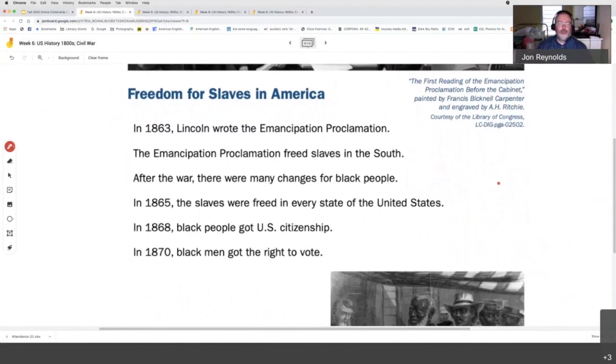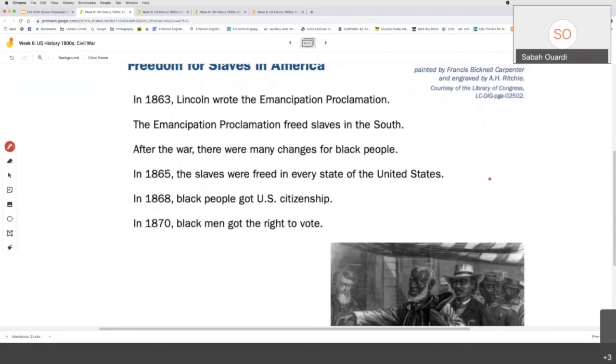Okay. Freedom for slaves in America. In 1863, Lincoln wrote the Emancipation Proclamation. The Emancipation Proclamation freed slaves in the South. After the war, there were many changes for Black people. In 1865, the slaves were freed in every state of the United States. In 1868, Black people got U.S. citizenship. In 1870, Black men got the right to vote.